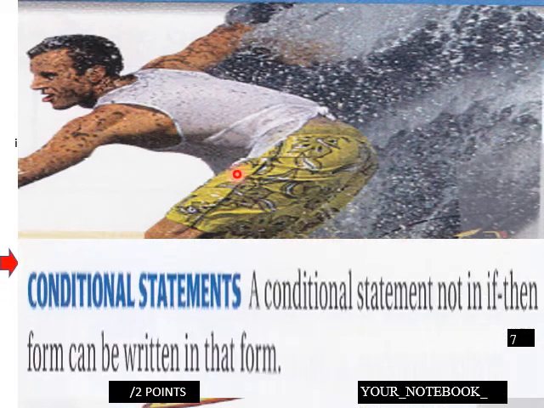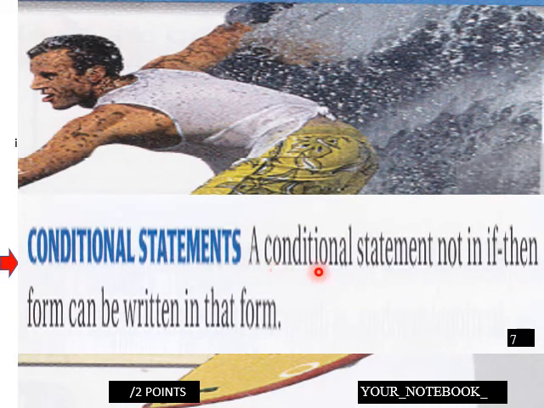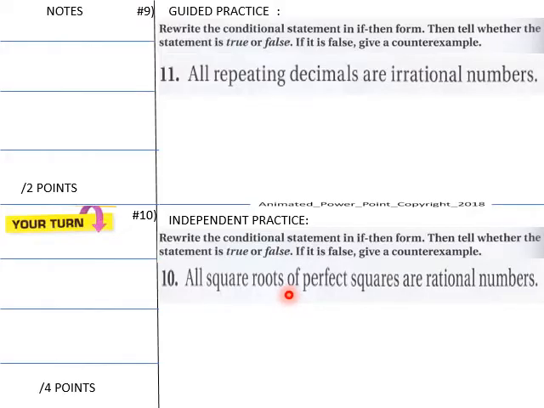And so what about that in your notebook? Conditional statements. A conditional statement not in the if-then form can be written in that form. So we're going to get into if-thens now. Rewrite the conditional statement in if-then form. Then tell whether the statement is true or false. If it is false, give a counterexample. For this one: all repeating decimals are irrational numbers. And then this is yours down here, students. Let's do our guided up here. All repeating decimals are irrational numbers. Let's write this in if-then form.